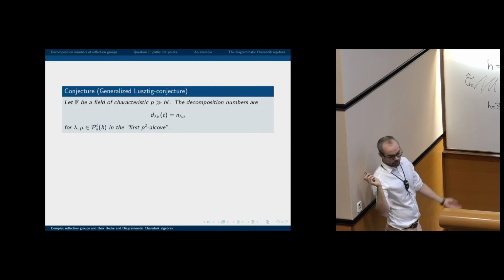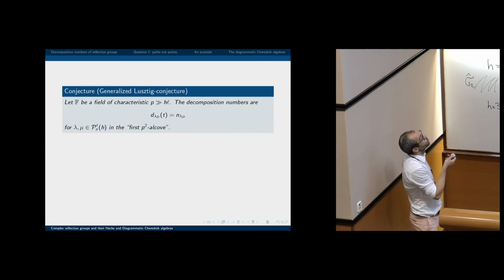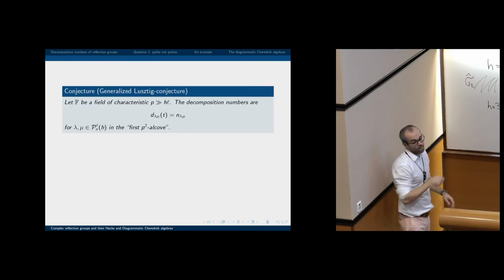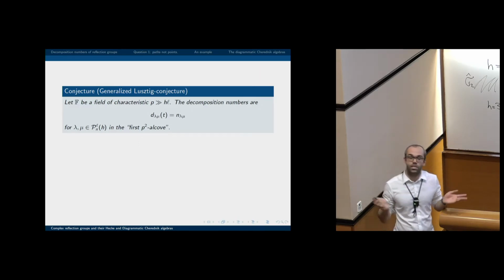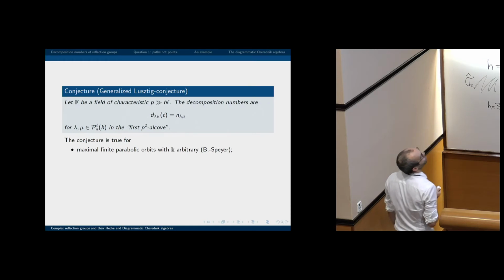So here's a new conjecture. Let F be a field of characteristic much bigger than the Coxeter number, which in this case is HL, then the decomposition numbers of this algebra should be given by Kazhdan-Lusztig polynomials for lambda, mu in this set of multipartitions that are restricted. And we're looking at the first p-squared alcove, which is something that you would expect to see in any sensible Lusztig type conjecture. And we checked it, so it's not just out of the blue.